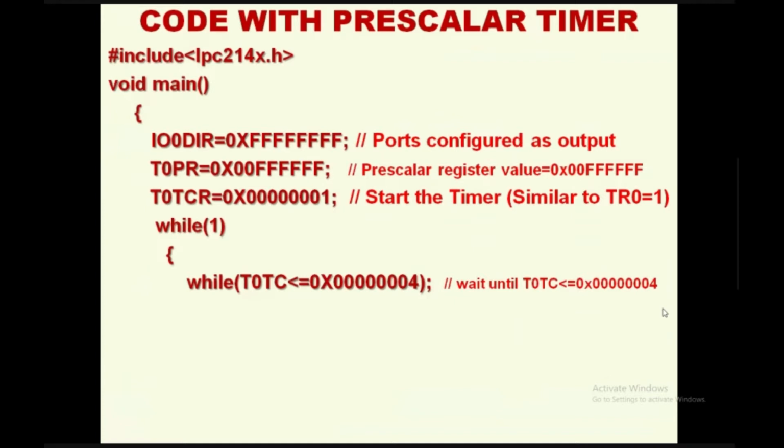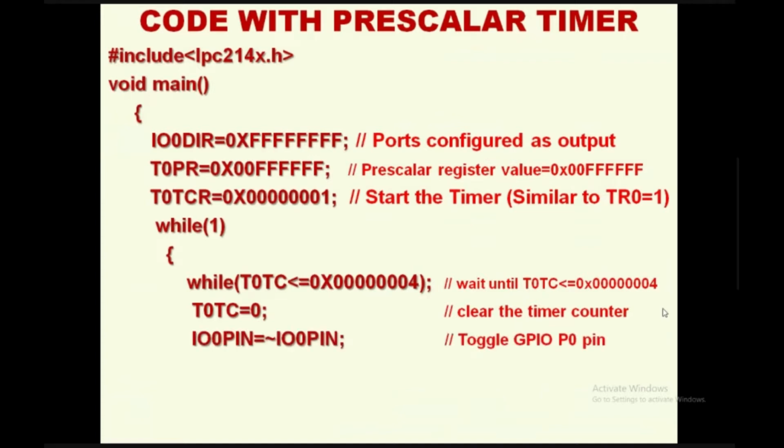4 counts, it will wait here. When the timer counter value exceeds 4, we reset the timer counter value, that means we clear it, and then we toggle the port pin. Its syntax is IO0PIN equal to 1's complement of IO0PIN. So that's all about this code.